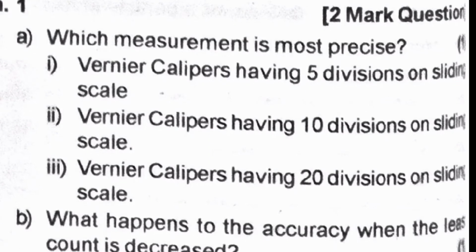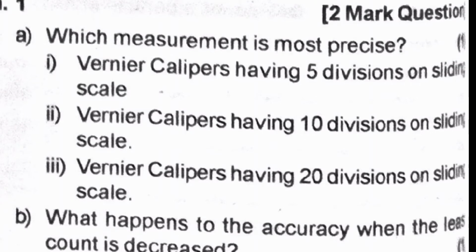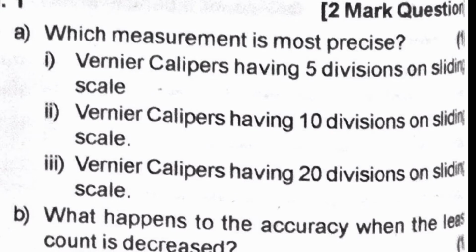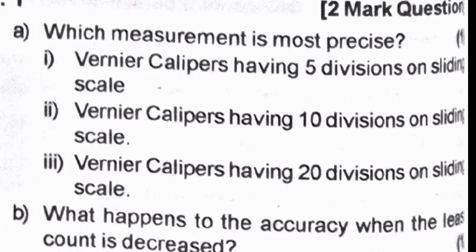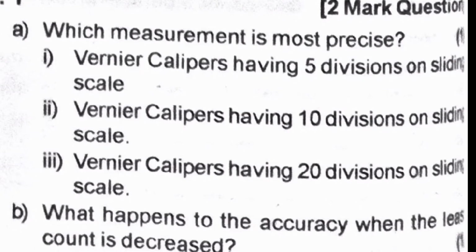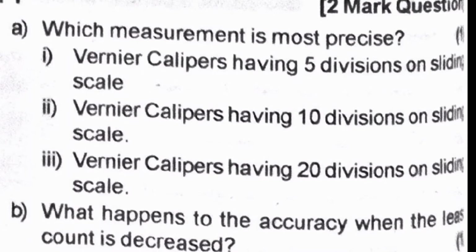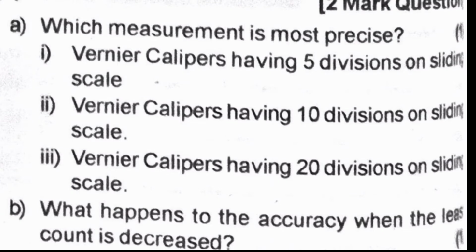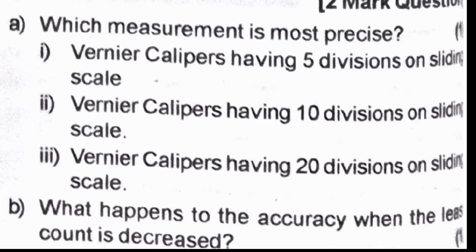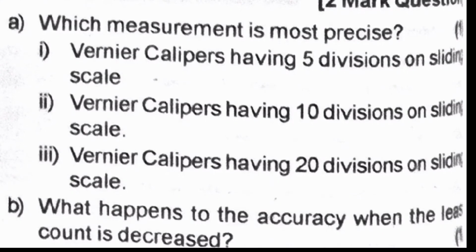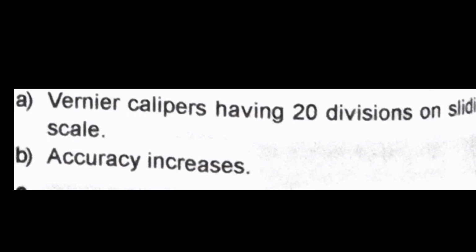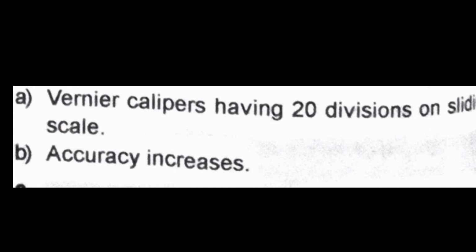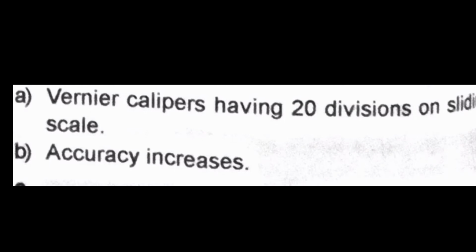As the number of divisions on the sliding scale increases, what will happen to the least count? The least count will be decreased, right? As the least count becomes very small, what will happen to the resolution? Yes, the resolution will be increased, right? So, which one will be having more precise value? Here the vernier calipers having 20 divisions on sliding scale will be more precise, right?